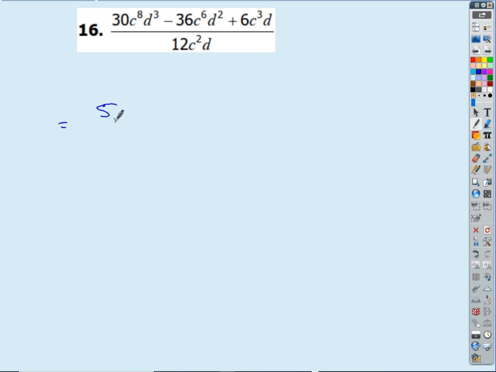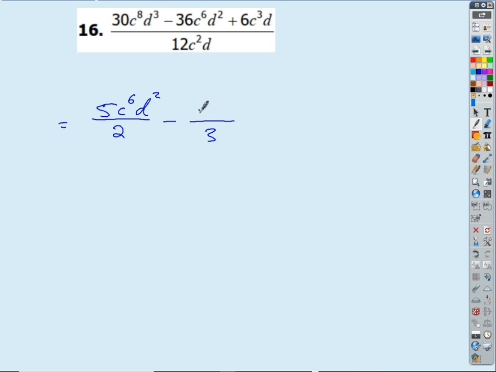So I get 5 on the top. I'm getting 2 on the bottom. And then c to the 8th over c squared. C to the 6th. D cubed divided by d. D squared, good. So I'm getting minus 36 over 12. So I got a 3 on the bottom, right? C to the 6th over c squared. Straight through, but yeah, so.